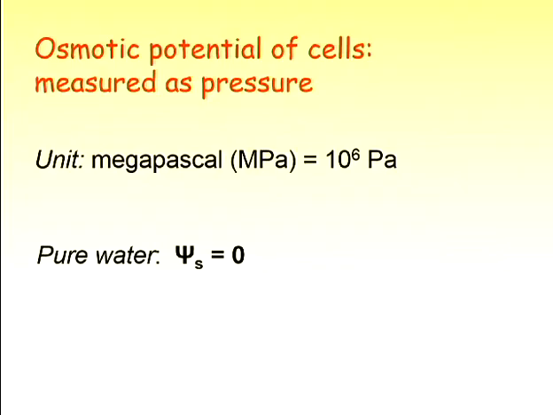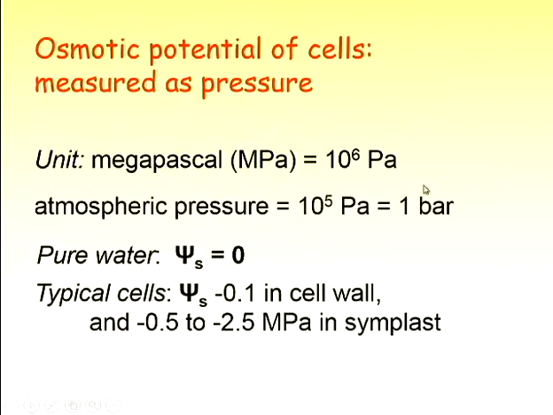So I just said megapascal. What is a megapascal? A megapascal is 10 to the 6th Pascal. Actually, maybe you're more familiar with atmospheric pressure around us, and we often also talk about that as bar. Atmospheric pressure is defined as 1 bar, and that corresponds to 100,000 pascals, so 10 to the 5th Pascal, or 0.1 megapascal. That is atmospheric pressure, just to give you an idea.